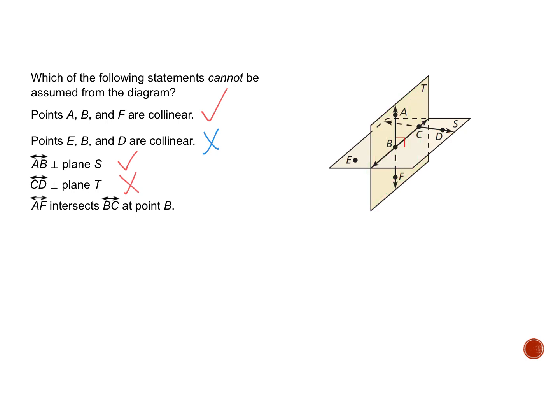And finally, we're going to look at line AF, which is this line right here. And it says line AF intersects line BC, which just so happens to be right here, at point B. So point B is right here. And because line AF does intersect BC at point B, we can say that this is also true. So the only two statements that are not true would be points E, B, and D are collinear, and line CD is perpendicular to plane T.